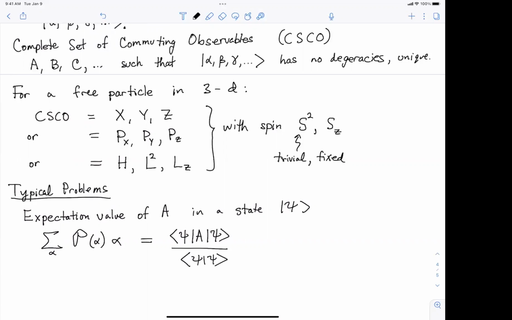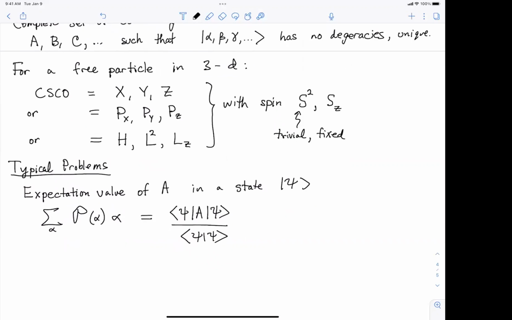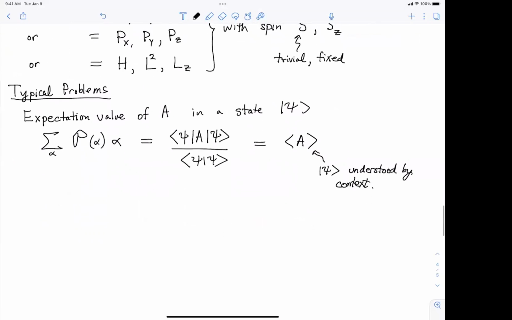That's using completeness backwards. And this is often just written as angle brackets for A, but you should be careful that even though that doesn't make reference to the state psi, it's supposed to be understood by context. So if I just write angle brackets around an operator, it's always a fair question to ask, what state are you evaluating it in? That's the expectation value.